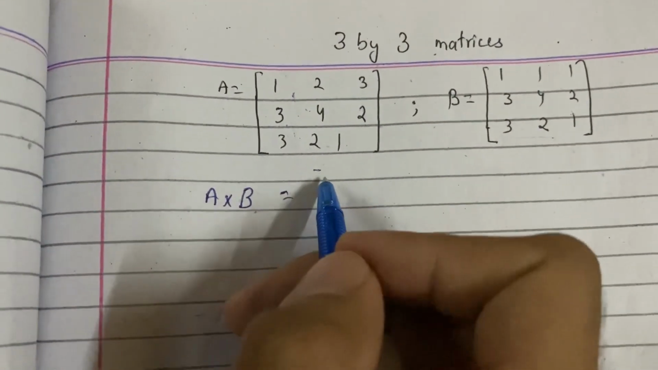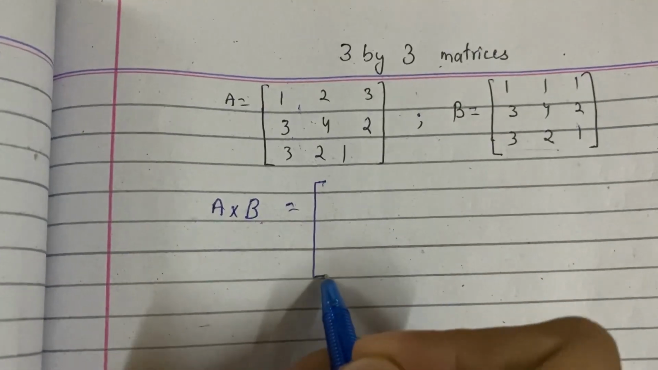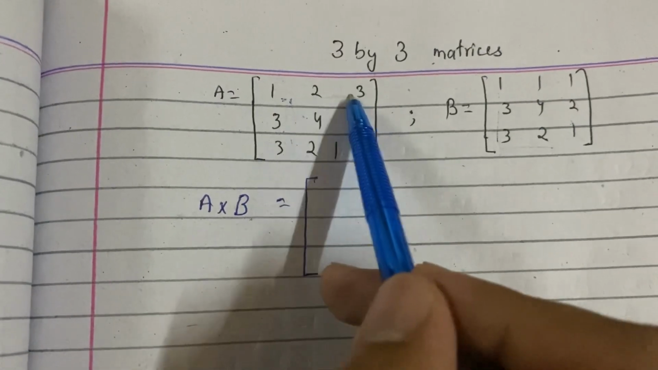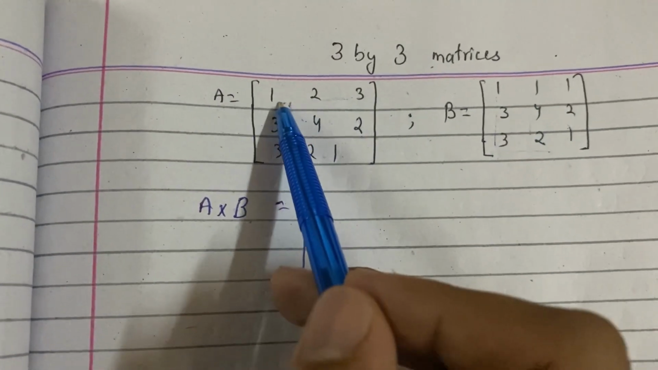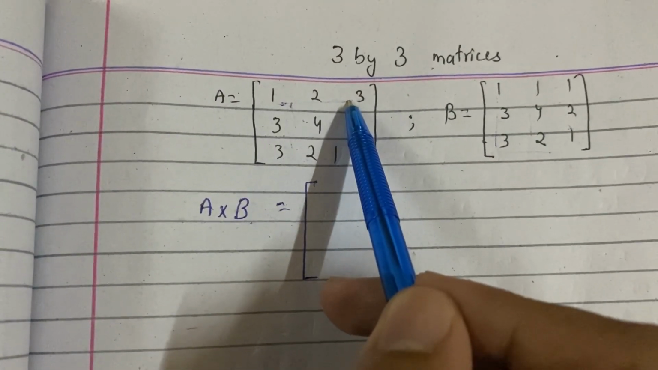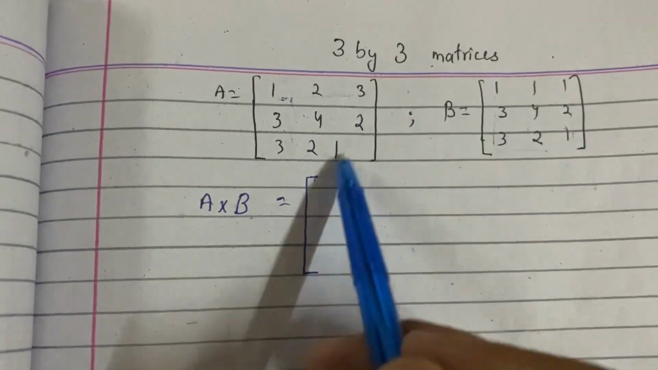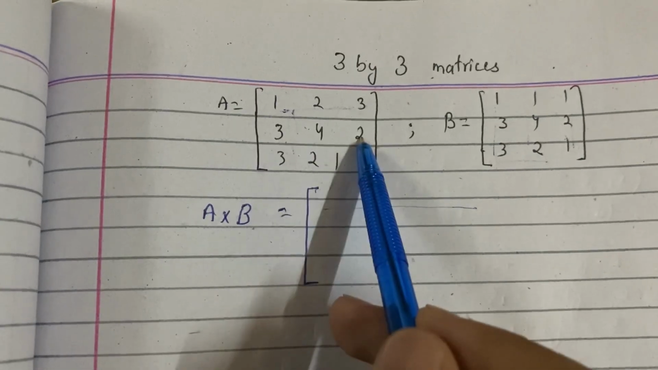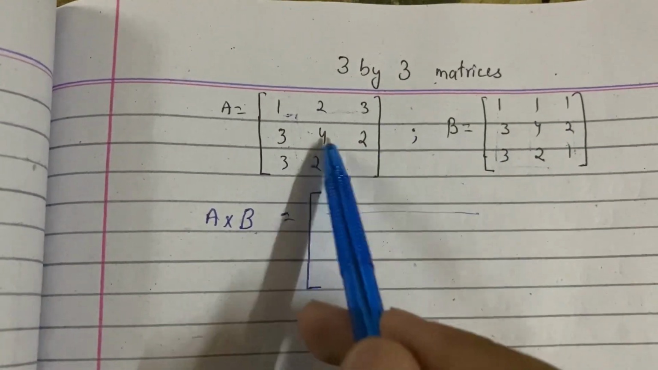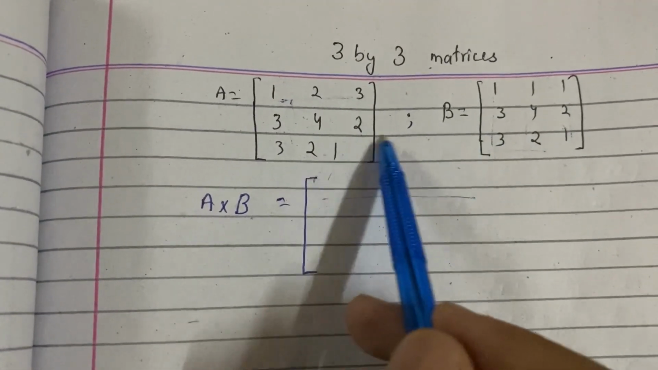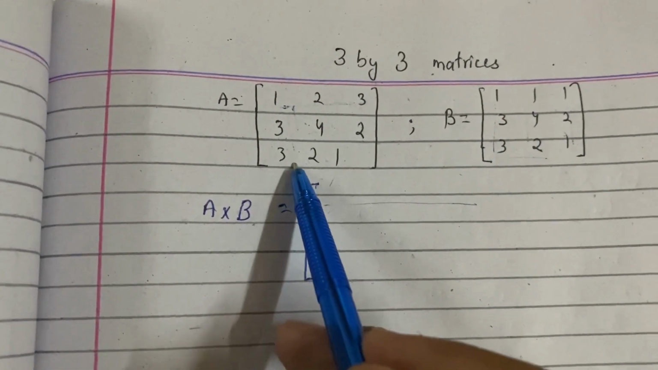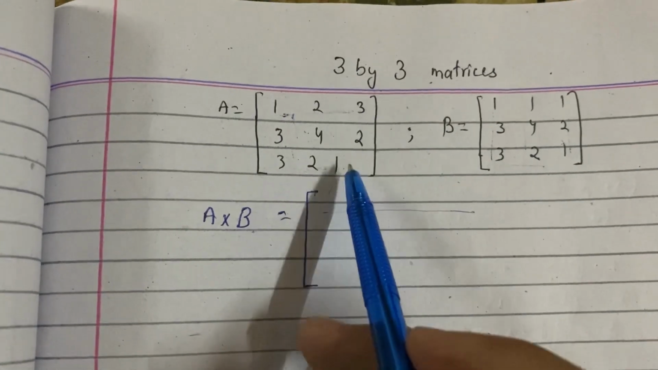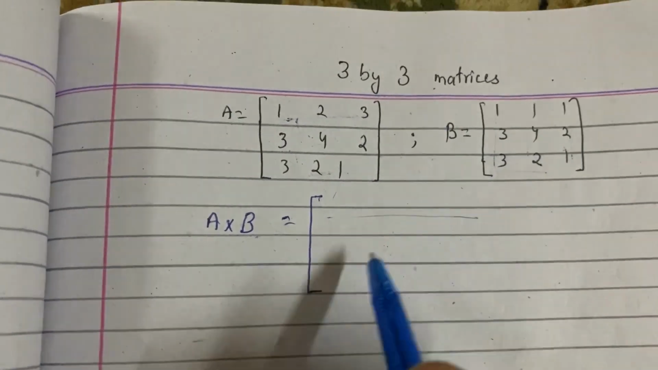Actually, you have to multiply this whole row with this whole column, and this whole row with the second column, and then you have to multiply this whole row with the third column as well to find the entries of the first row, and you have to do the same here. Second row with first column, second row with second column, and second row with third column, and third row with the first column, third row with second column, and third row with the third column.